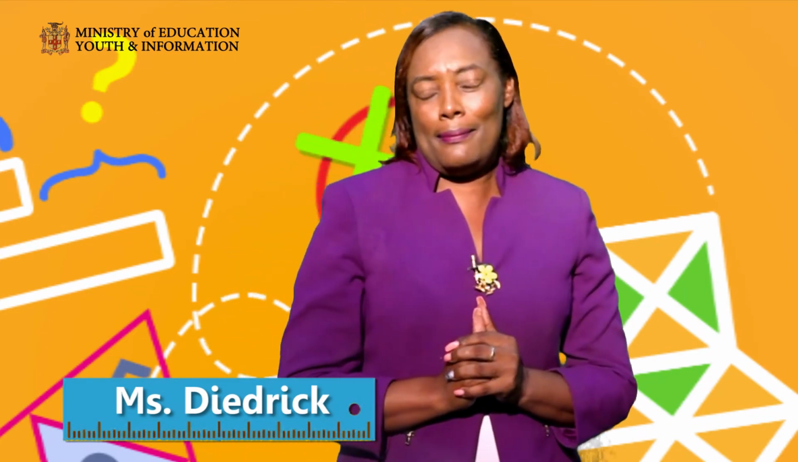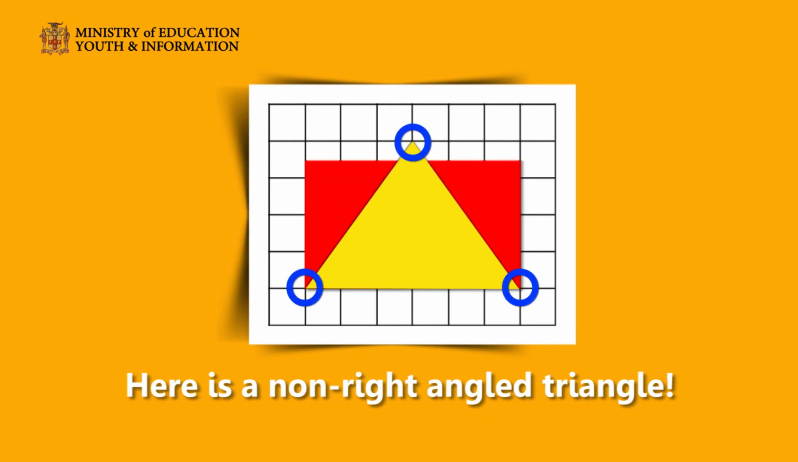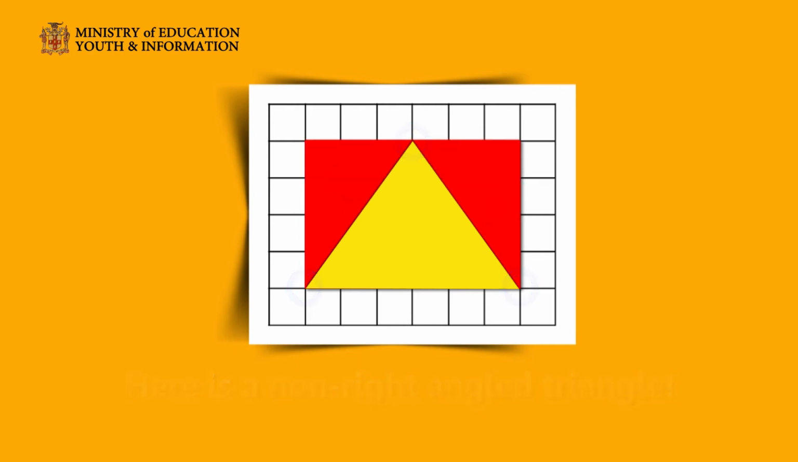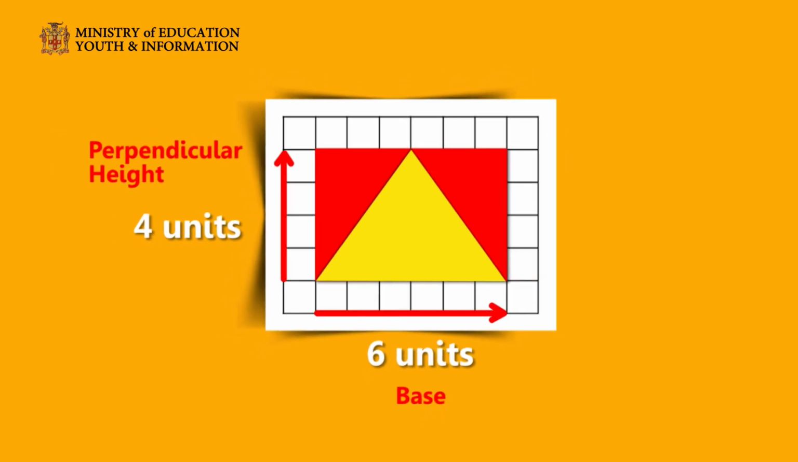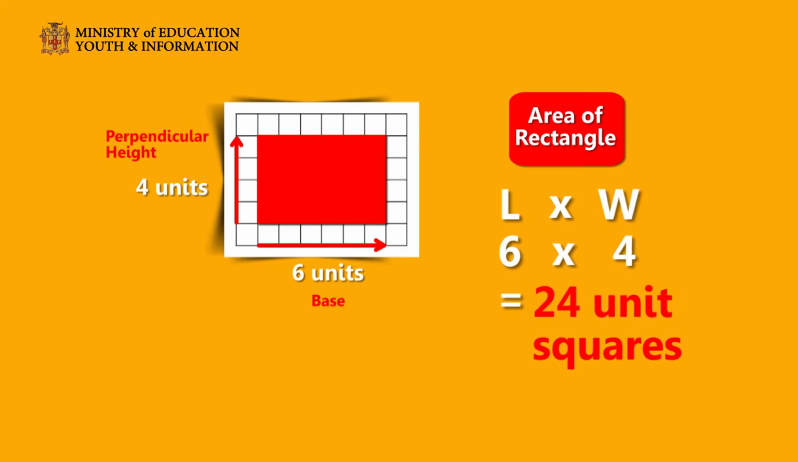Let's look at this. Here is a non-right-angled triangle on a grid. If you fill around the original non-right-angled triangle along its vertices, it will form a rectangle. Please note that the perpendicular height of the triangle is 4 units and its base is 6 units. The area of the resulting rectangle can be found by multiplying the length times the width. The area is 24 unit squares.